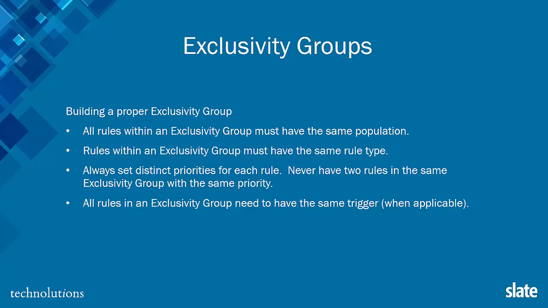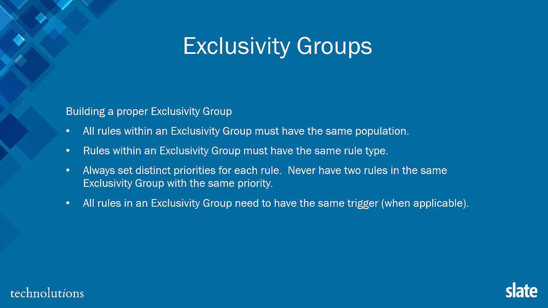When building out your exclusivity groups, we also don't want to mix and match the rule types. We always want the same type of rule to be used. So if all the rules in an exclusivity group are going to affect a field, they all need to share the same field. Or if all those rules are going to create an interaction, they all share the same interaction type. You wouldn't want an exclusivity group that had both field and interaction types in the same group.